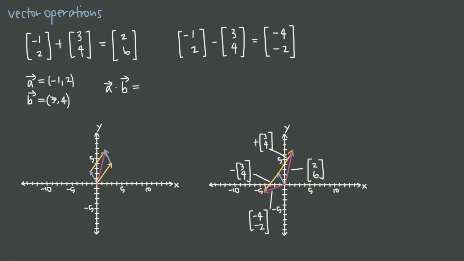that's going to be equal to the product of the first components of each vector. So we take the first component here, -1, and multiply it by the first component there of 3. So we get -1 times 3. And then we add to that the product of the second component. So in this case, 2 and 4. So we multiply there and we get 2 times 4. And then the result of that is, of course, -3 plus 8, and we get +5. And so the product of A and B, specifically the dot product of A and B, is 5.